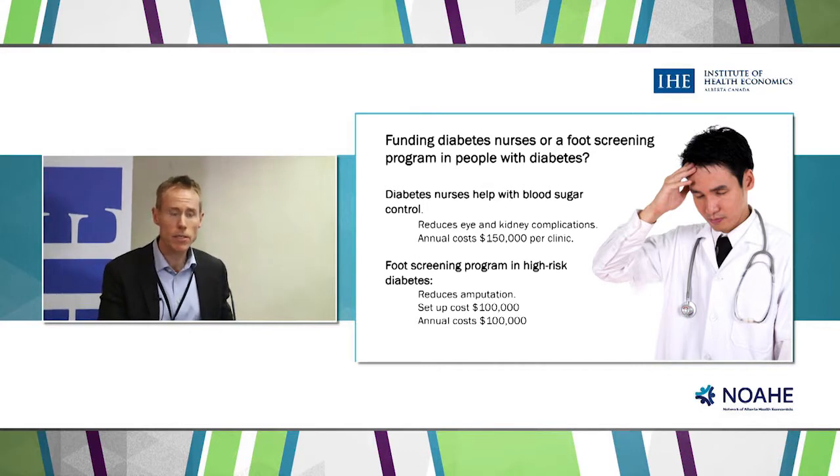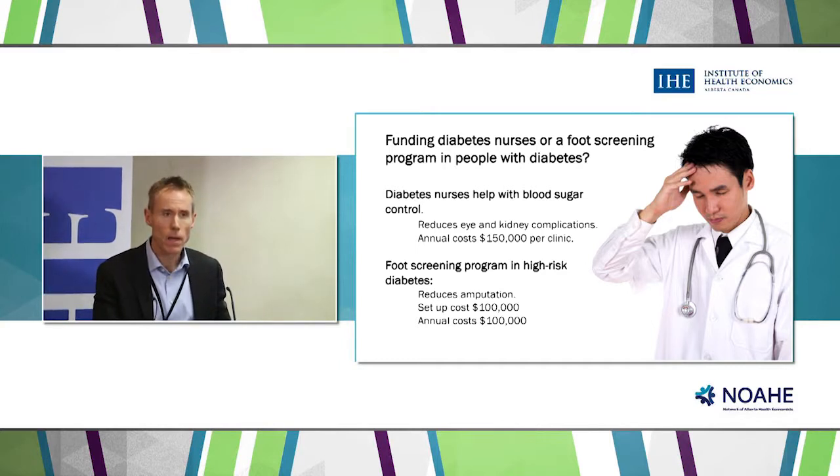Or you might decide that actually your priority is around preventing amputations. People with diabetes are at risk of getting ulcers in their feet and potentially requiring amputations. And perhaps a program which the SCNs are piloting might cost $100,000 to set up and $100,000 to fund every year.